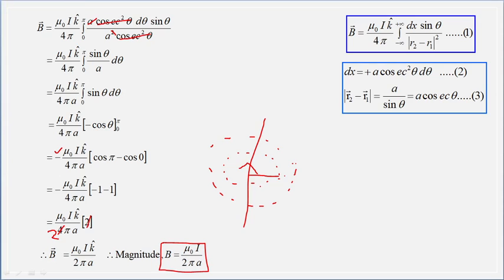In fact, what I have drawn here as a dotted line represents the magnetic field lines. And if you draw the tangent to the field lines, that gives the direction of the magnetic field. The direction of the magnetic field will be tangential to this.